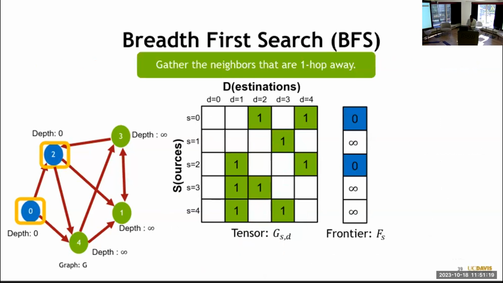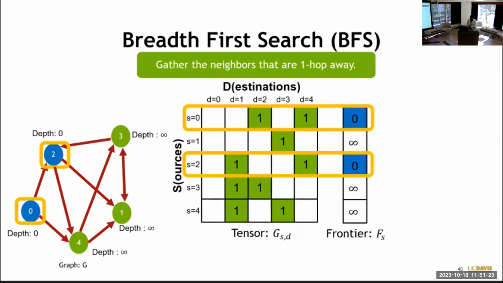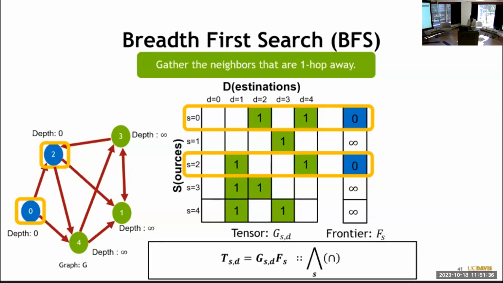So the first step in BFS is to gather the neighbors of all vertices in the frontier. Without even looking at the values of our two tensors, we can see that this is an intersection of the S, or source coordinates, in both G and F. Our extended Einsum notation explicitly denotes this intersection as a merge operator on S, parameterized as follows.